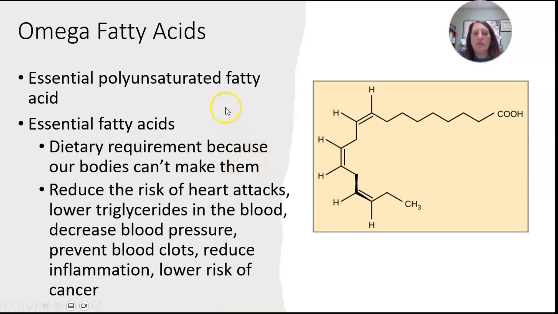Eating foods that are rich in polyunsaturated fats is good. It reduces your risk of heart attack. It lowers triglyceride levels in the blood, decreases blood pressure, prevents blood clots, reduces inflammation, reduces your risk of cancer. They're very healthy. Okay.